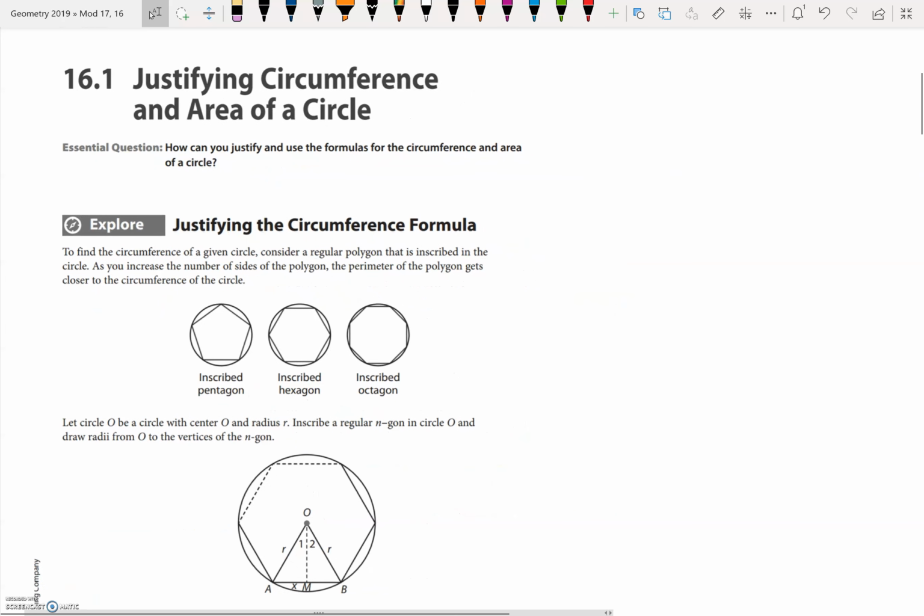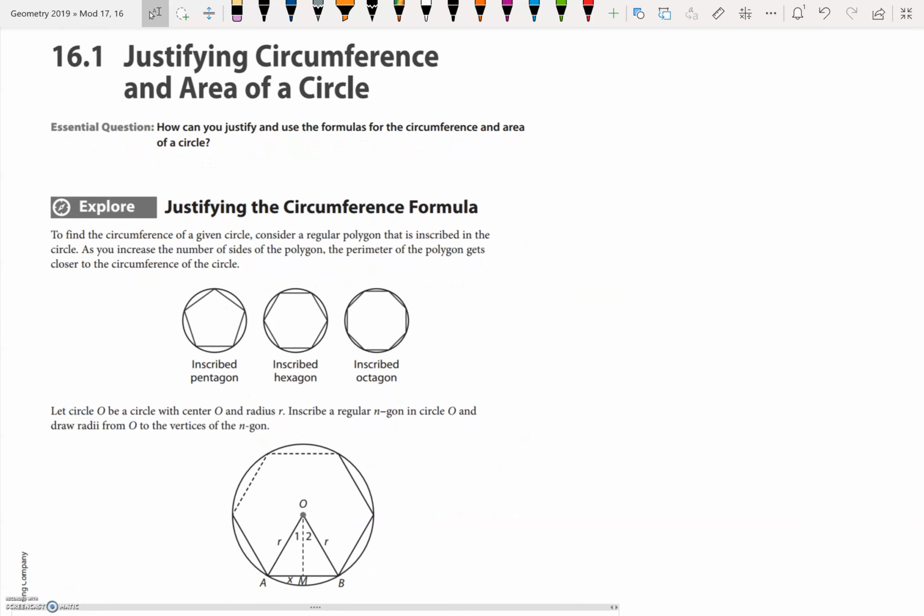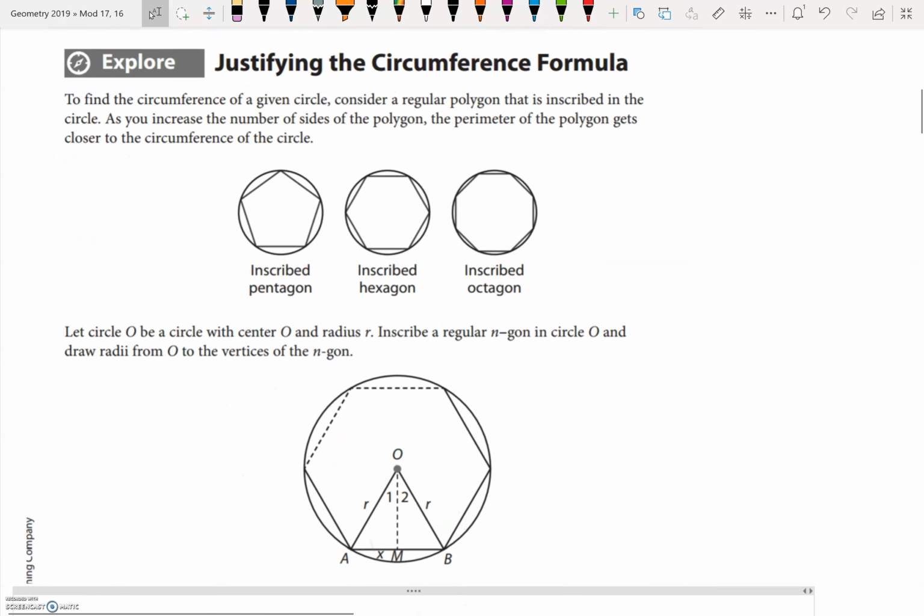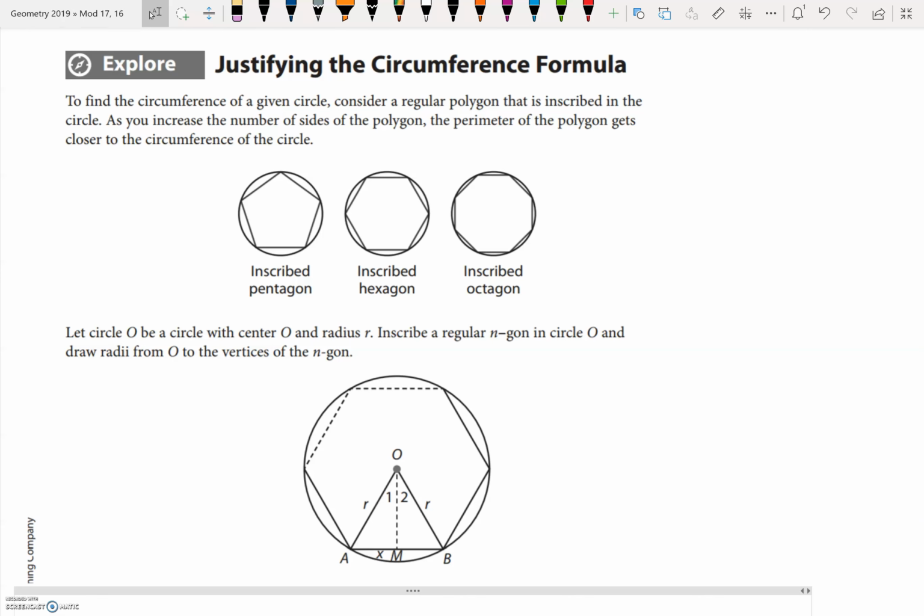So in 16.1, if I was going to be teaching this in class, we would justify the area of a circle, or circumference, by talking about how a circle is just a polygon with an infinite number of sides. If we take a 5-sided figure and then turn it into 6 and then 7, the more sides we add, the more circular it becomes. So if we could find a formula that turns our polygon into a circle by saying there's an infinite number of sides, then we'd get the circumference of a circle. However, we don't have time for that, but that's where it comes from.